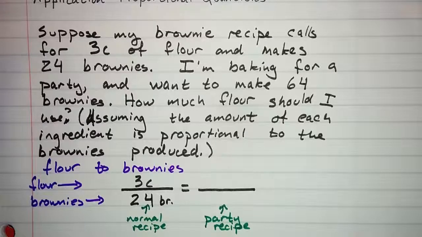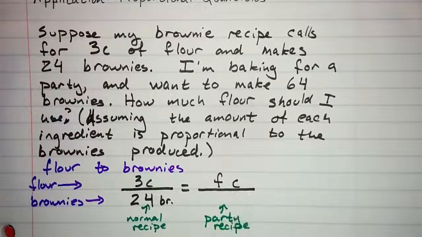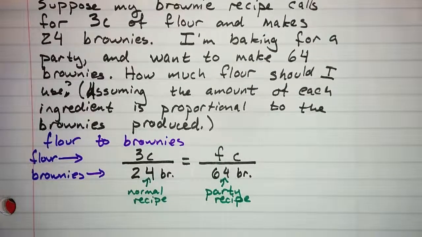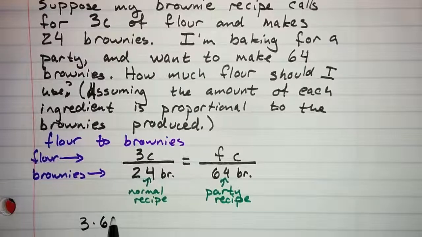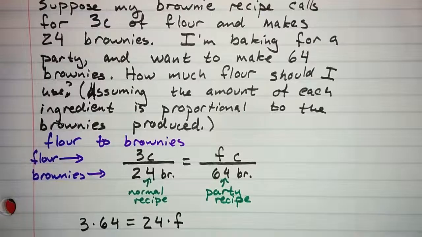In my party recipe, I have an unknown number of cups of flour. I'm going to just call that the letter F for flour. But it's going to be a number of cups. And I want to make 64 brownies. So I'll have cups times brownies, brownies times cups. Units work out, I can ignore them. My cross products, I'll have 3 times 64 equals 24 times F.